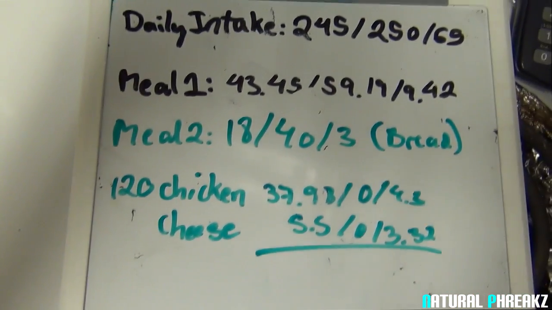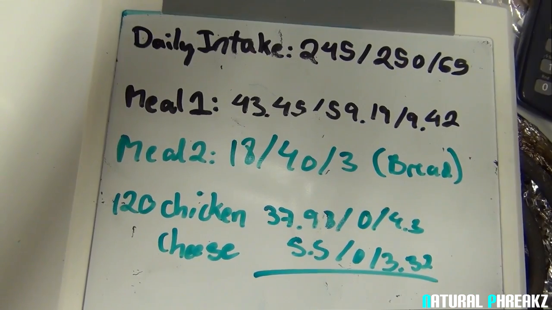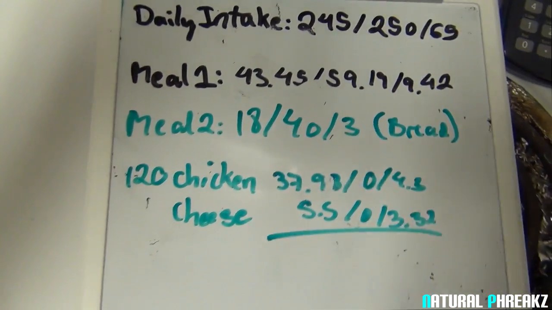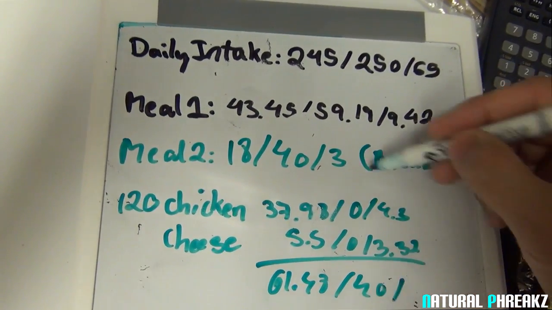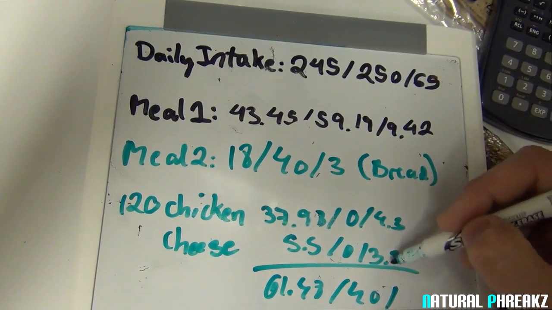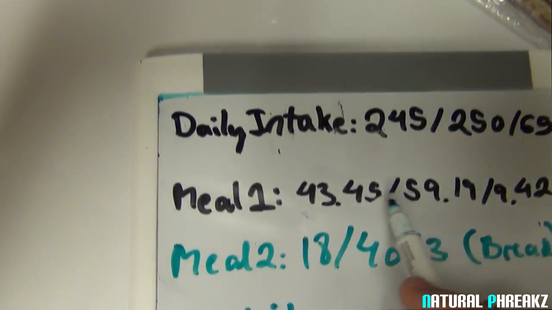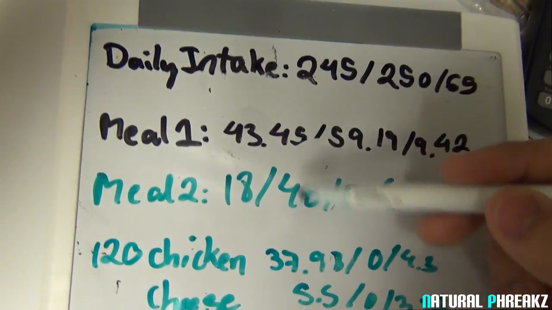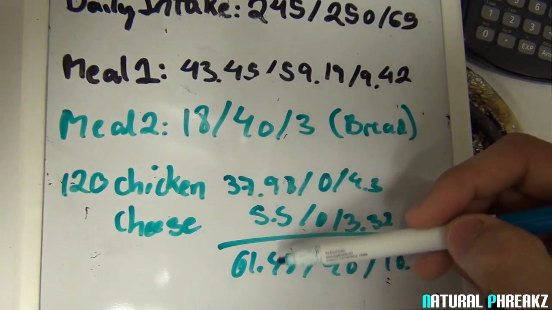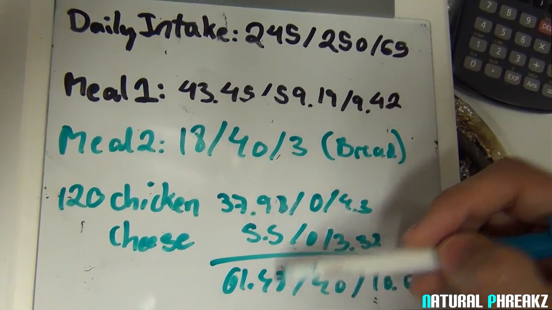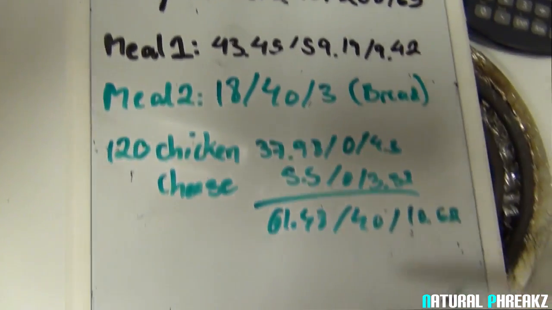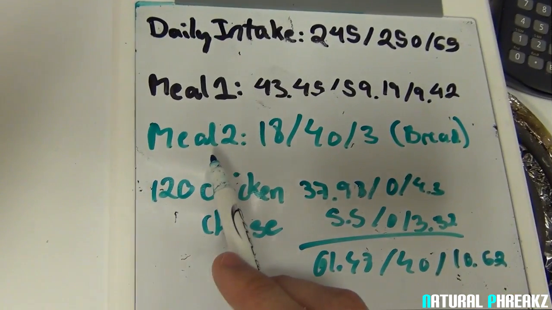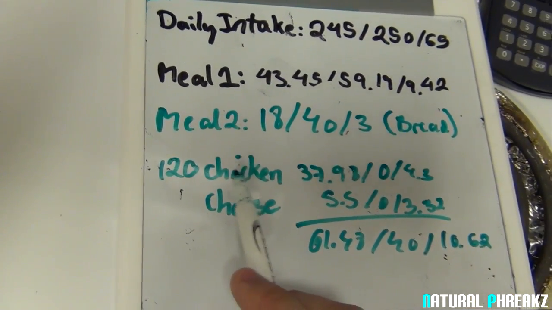So 18 plus 37.98 plus 5.5 gives you 61.48. Then carbs: 40 plus 0 plus 0. Fat: 3 plus 4.3, 7.3, 10.62. So this is what I'm eating in my second meal. This is what I had on my first meal. You can see right here it's 43 plus 61, so around 104, 245. So I still have like 100 grams left of protein, which I'm gonna keep eating throughout the day. Probably I'm gonna eat one more meal after this one, and then I'm gonna work out.